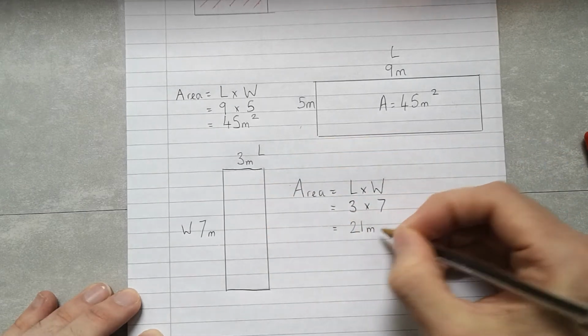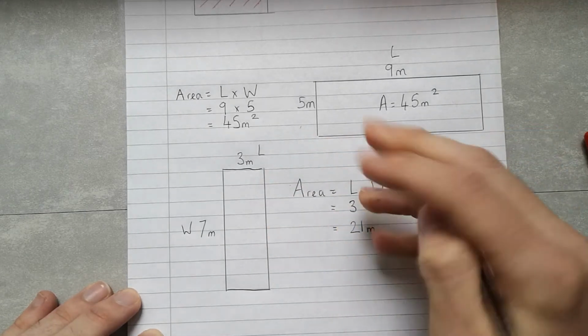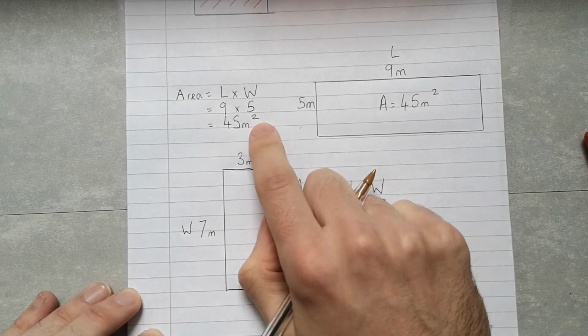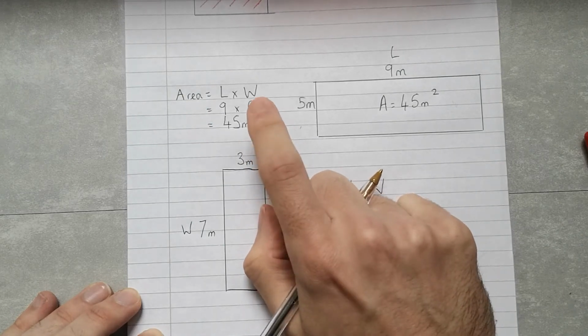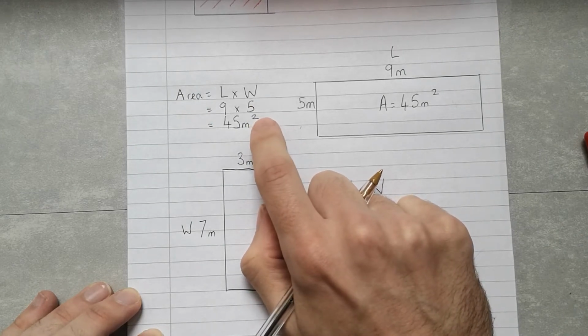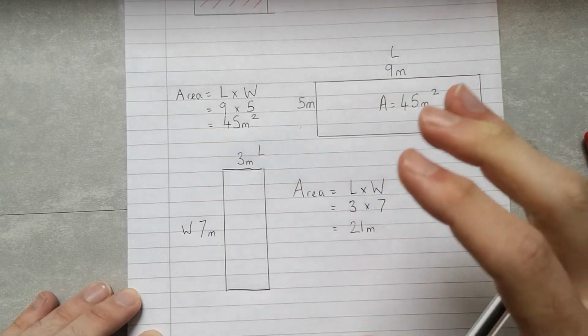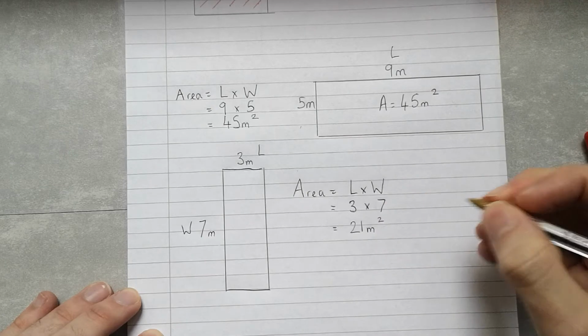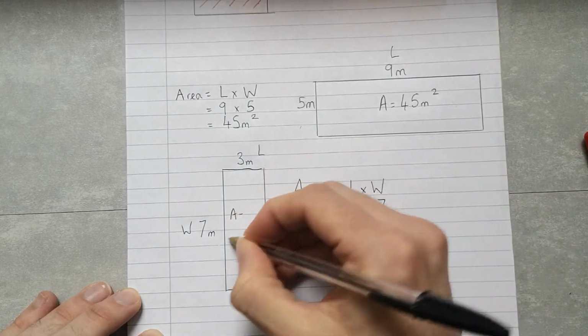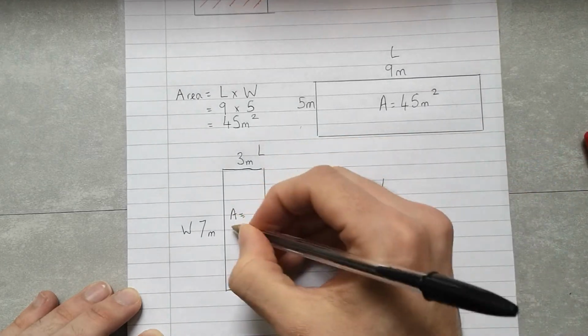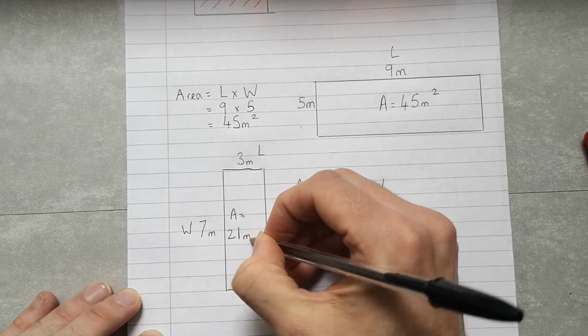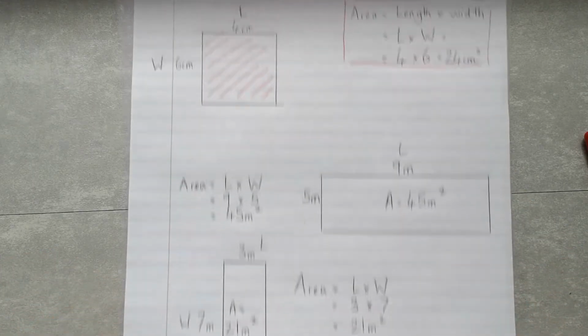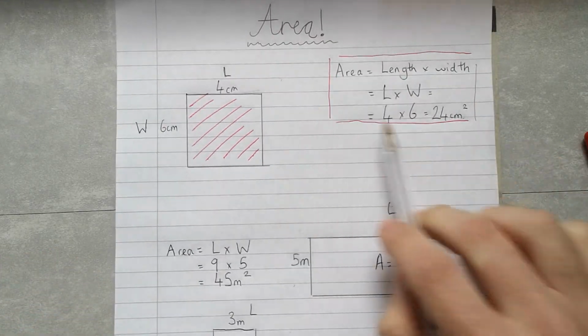It's in meters, and I'm going to remember my key thing, because if you don't put your squared, it's not counting as meter, it's not counting as your area, is it? You're not finding your area. Okay, that shows us that you found the area of that shape. So there would be area 21 meters squared.